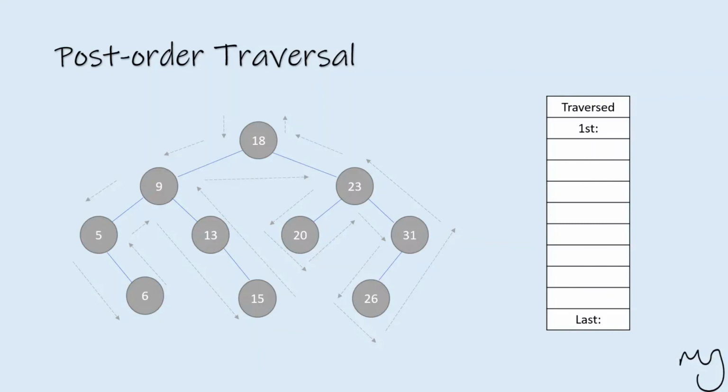We've read them from the left-hand side, passing point. We've read them from the middle section. We're now going to be reading them from the right-hand side. So if you'd like to pause and give this a go, please do. Otherwise, the solution is as follows. The first one we would read from is 6, then 5, 15, 13, 9, before then 20, 26, 31, 23, and finally 18 this time around.